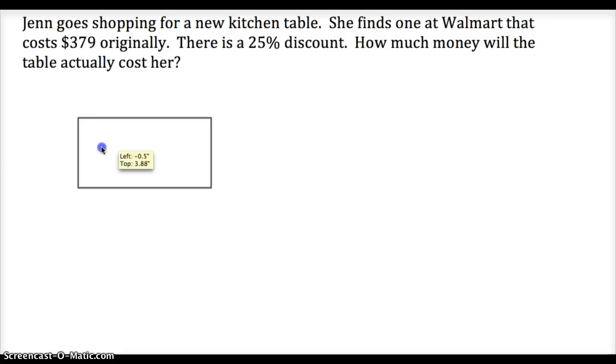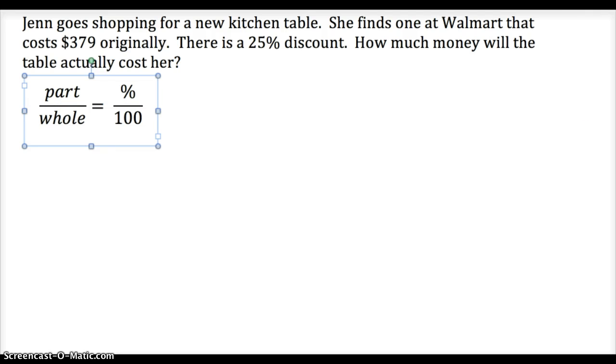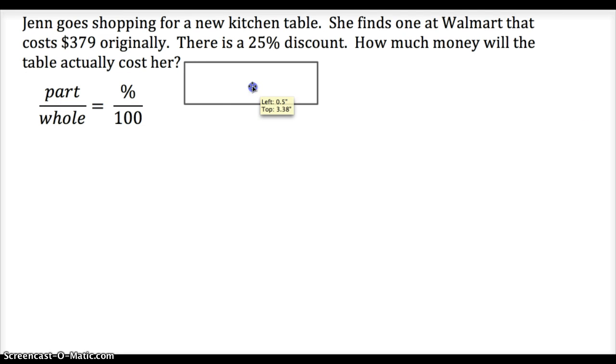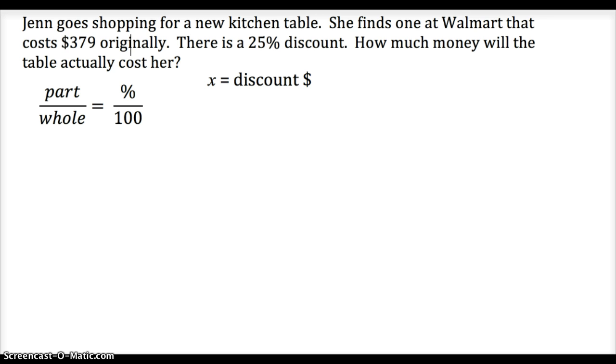So again, we're bringing in our equation, and we're defining our variable. X is equal to the amount of discount money. Okay, so we're plugging in our knowns now. We know that our whole is 379, and we know that we're trying to find what 25% of 379 is.